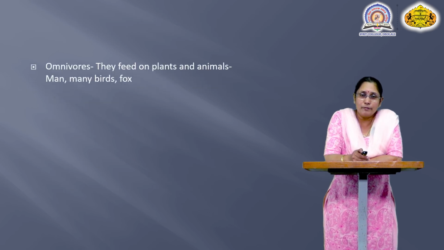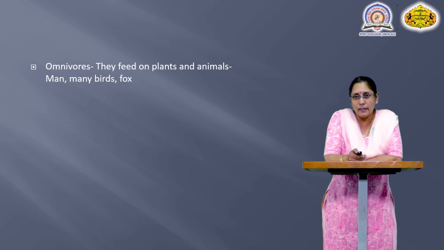One more type of organism is the omnivores. The name itself indicates it: omni means whole. So they feed on plants and animals. A very good example is the human being or man. Man, some birds, like fox, and some mammals are ready to feed on plants as well as on animals. That's why we people are omnivores.